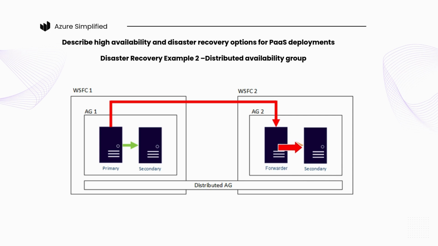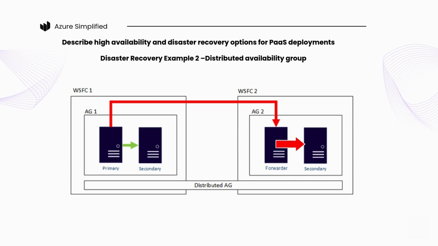Distributed availability group, red arrow. The red arrow between the primary replica in AG1, WSFC1, and the forwarder in AG2 represents the data replication path for the distributed availability group. The forwarder in AG2 is responsible for forwarding transactions from AG1's primary replica to the secondary replica in AG2.